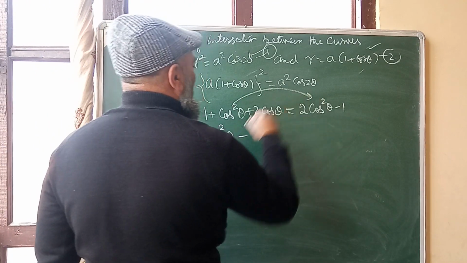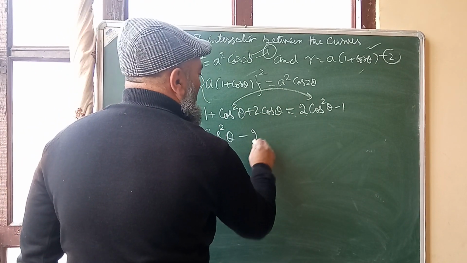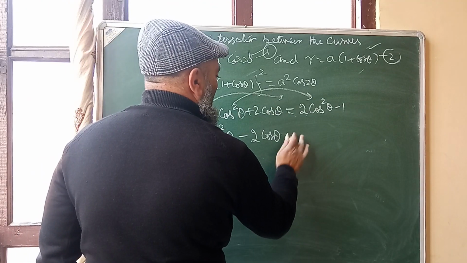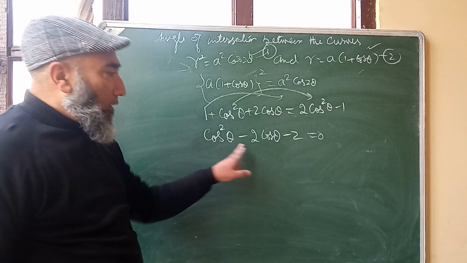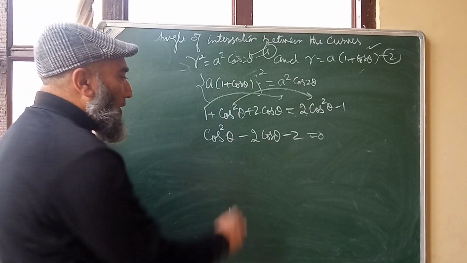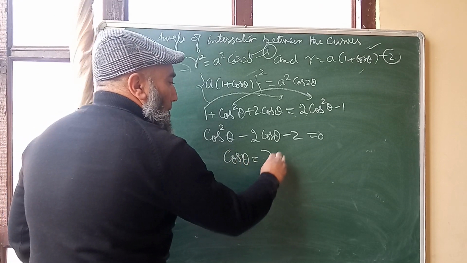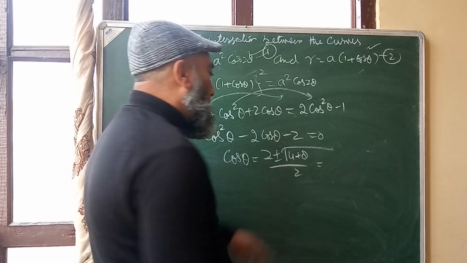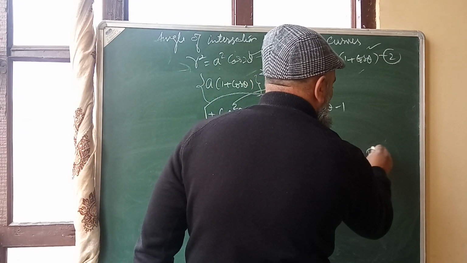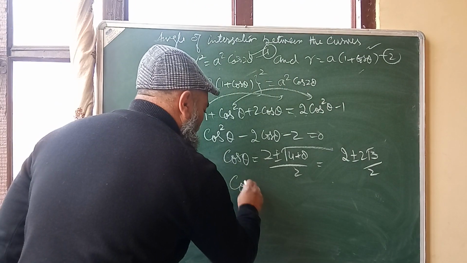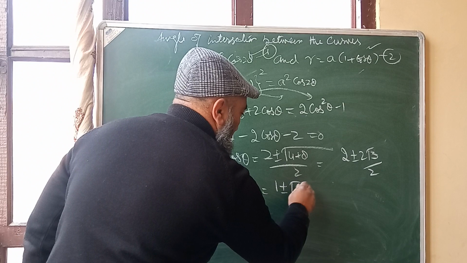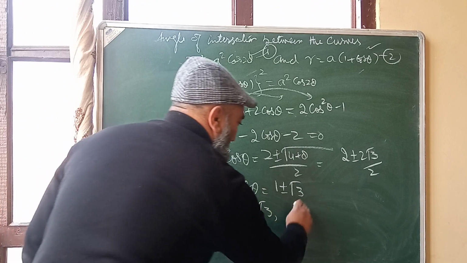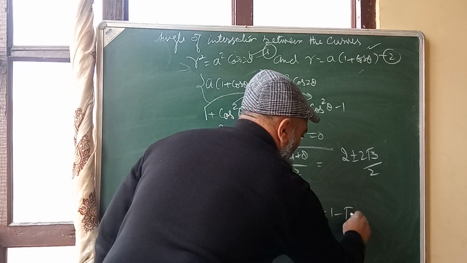I have taken this to this side: 2 cos square minus 2 cos theta, and taken this one also to this side, so minus 2 equals 0. This is a quadratic equation in terms of cos theta. So I will get cos theta equal to minus b plus minus root of b square minus 4ac by 2a. This is 12, 4 into 3. This is 2 plus minus 2 root 3 by 2. So cos theta is 1 plus minus root 3. So either cos theta is 1 plus root 3 or cos theta is 1 minus root 3.